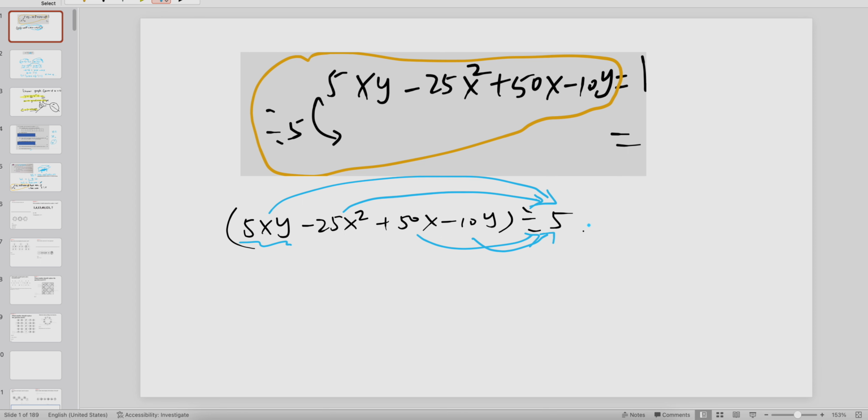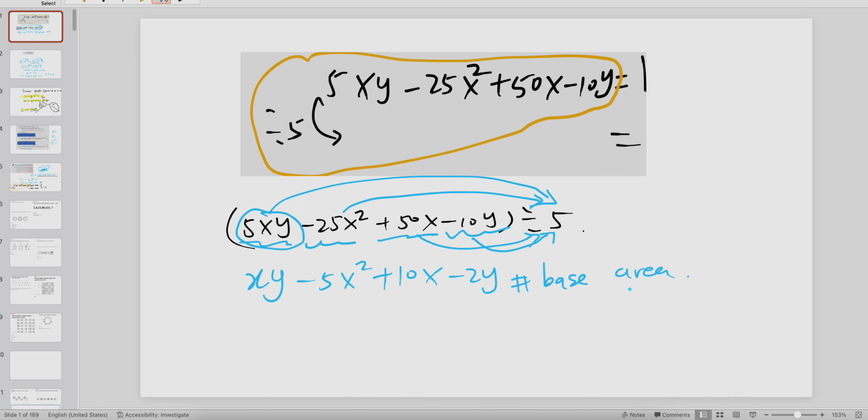So 5xy divided by 5 is xy. Yes, so you get xy. Then this one divided by 5 is negative 5x squared, right? And this one, plus 10x. Then what about the last one? Negative 2y. Correct. So that is the base area. Does it make sense? Easy to understand? Okay, good. So that's the answer for the area part.